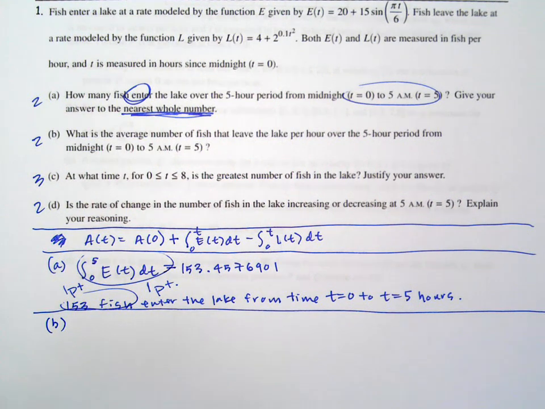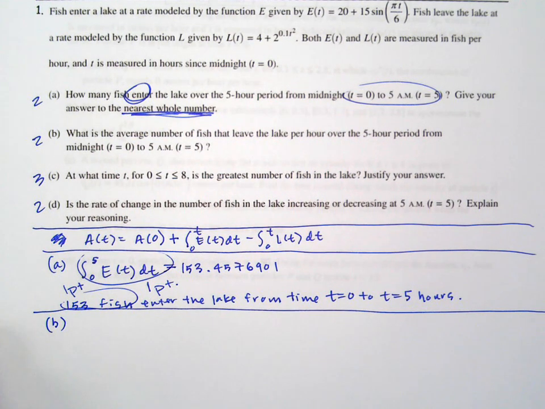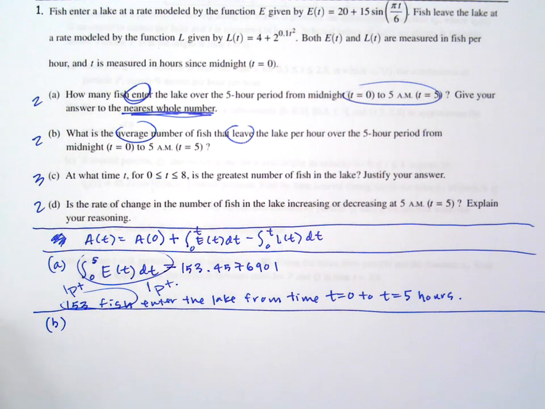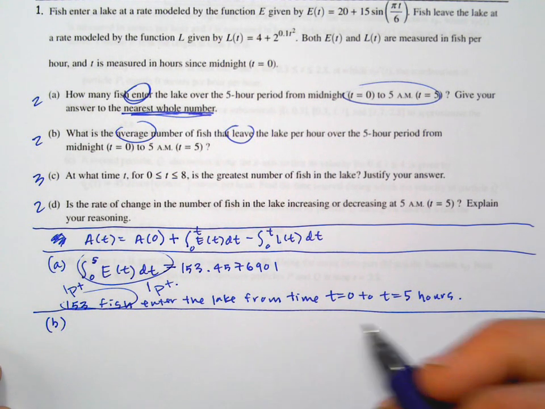If you do, it's probably fine. What is the average number of fish that leave the lake over the 5-hour period? So, we could think mean value theorem, but you could also just think common sense. Okay, how many fish left the lake, and divide by the number of hours, and that would be the average number of fish that leave the lake per hour.